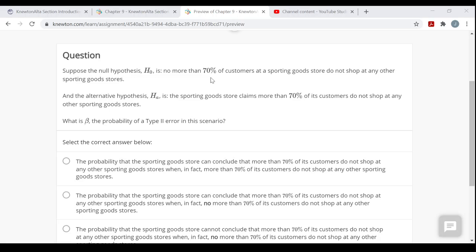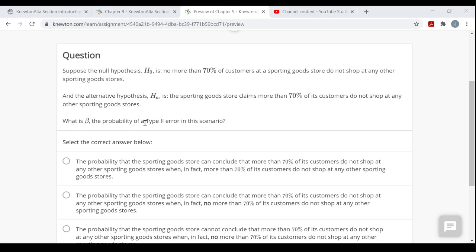Now I know they're asking about type 2 error. Okay. But let me go through both of them. A type 1 error would be you conclude the alternate hypothesis, you conclude that more than 70% don't shop at other stores, but the null was actually the true statement. You say the alternate was true, but in fact the null was true. You rejected the null, but you shouldn't have. That's a type 1 error.